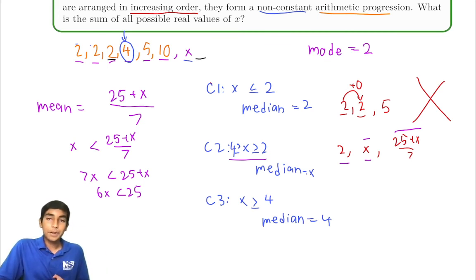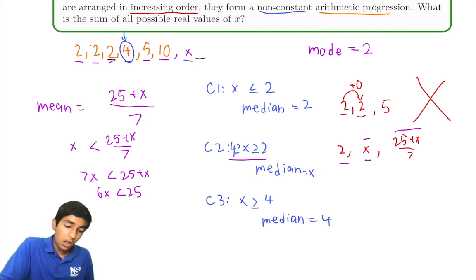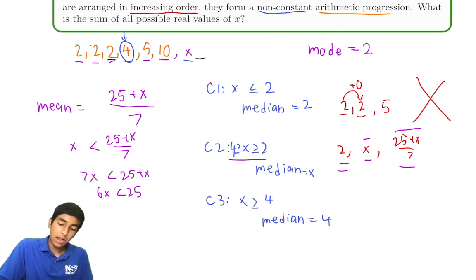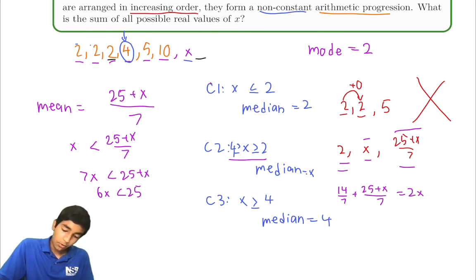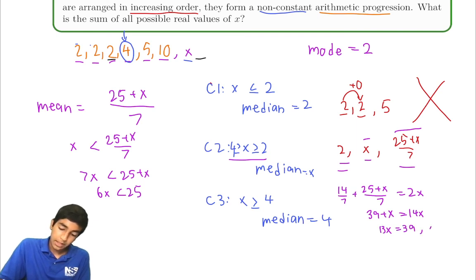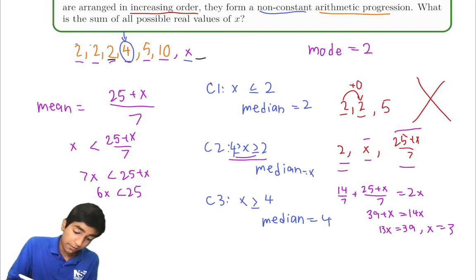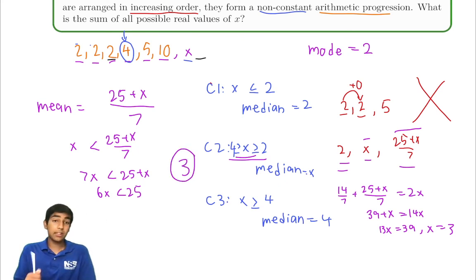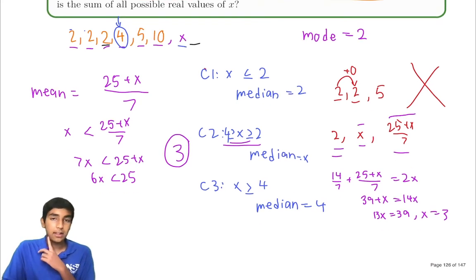So now, to form an arithmetic progression, what must we have? Well, the sum of these outside terms must be equal to 2 times the middle term. So we have 14/7 plus (25 plus x)/7 equals 2x, or (39 plus x)/7 equals 2x, or equals 14x, because we multiply by 7 to both sides. And we get 13x is 39, so x is 3. And this is in the range, so we're good. We found a value of x that works, 3. But this isn't our final answer, because we have one last case to check.